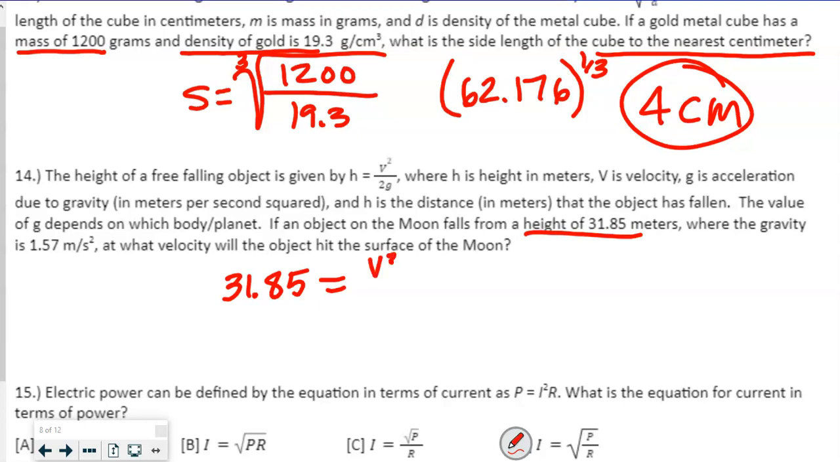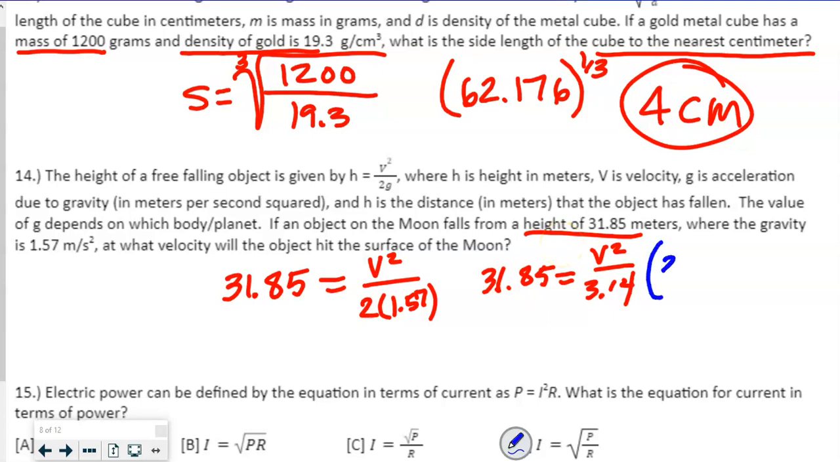So v squared is going to be over 2 times 1.57, right? At which velocity? So v is still there. So it's just asking us what the velocity is, right? So we're going to multiply 2 times 1.57. So 31.85 equals v squared over 3.14. How do we get rid of something in the denominator? We multiply both sides by it, right?